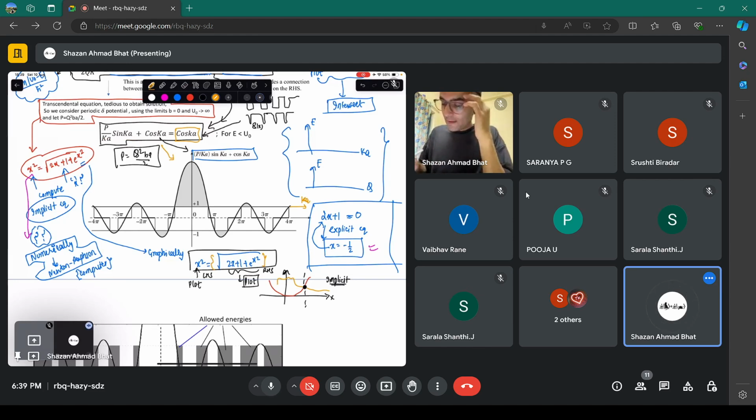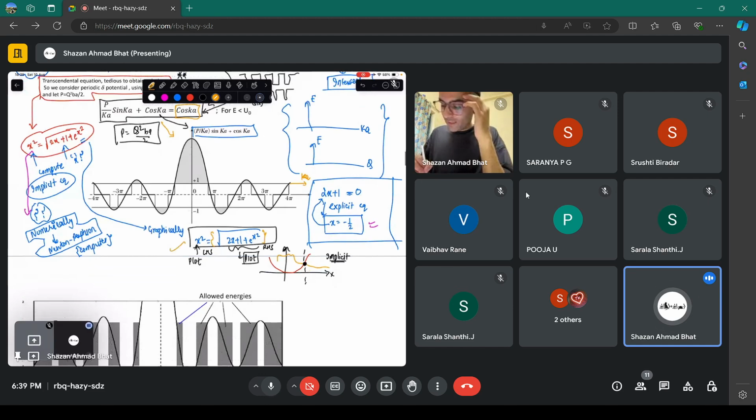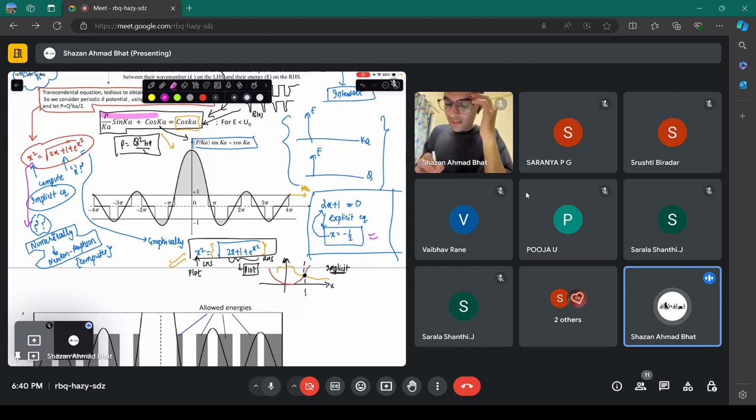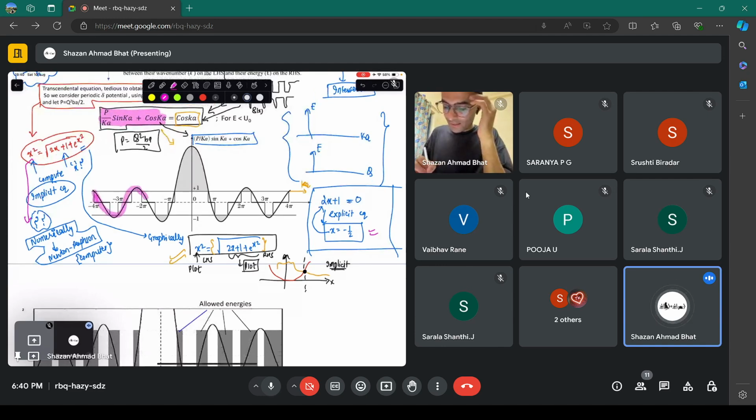What you do now is a similar thing to what you did here. Now when you plot the left hand side of this equation, you get a curve which is something like this. This is just the plotting of sin(Ka)/(Ka) + cos(Ka), which is highlighted in the pink.